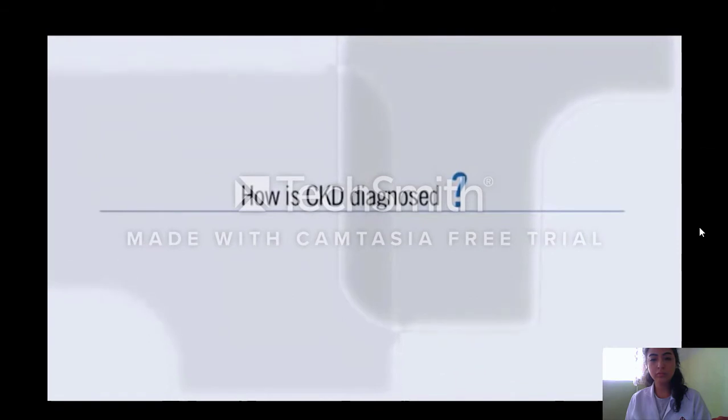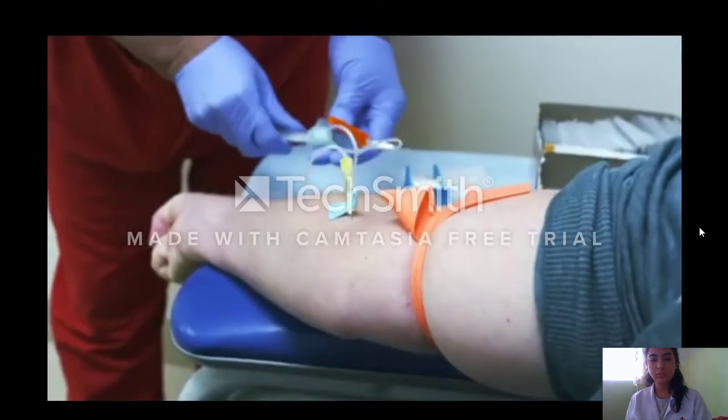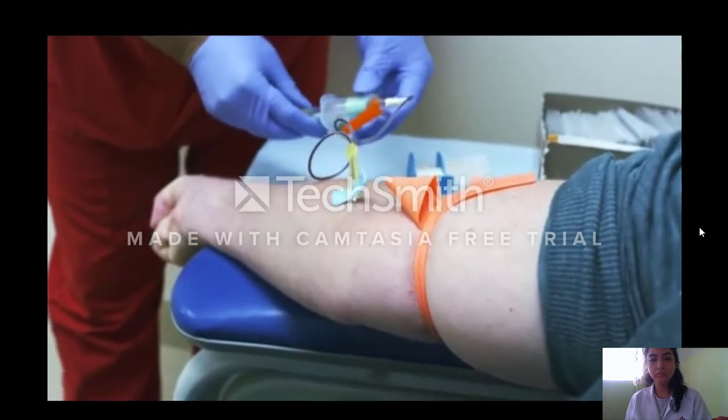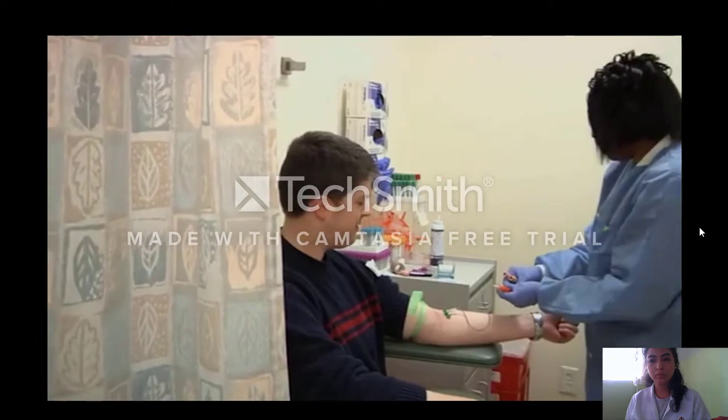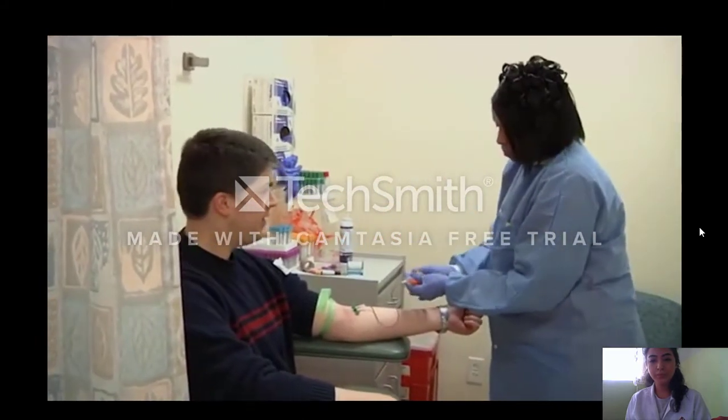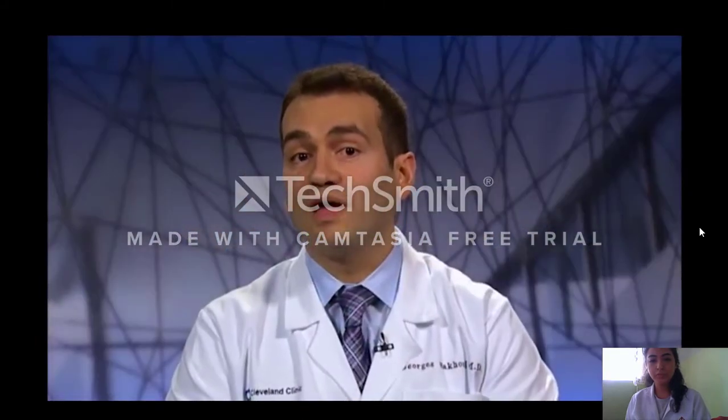Often, kidney diseases are discovered through routine testing of blood or urine. The major blood test that is performed to diagnose CKD is the serum creatinine, which estimates how well the kidneys are removing waste products. The serum creatinine, along with other factors such as age, race, and gender, are used to estimate the glomerular filtration rate, or GFR, which is a measure of kidney function.